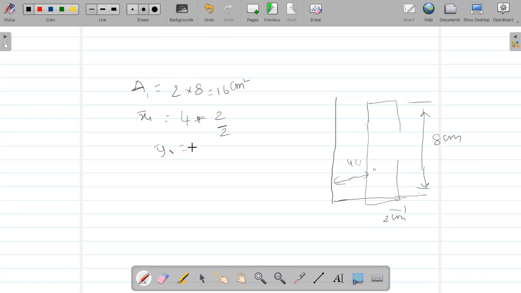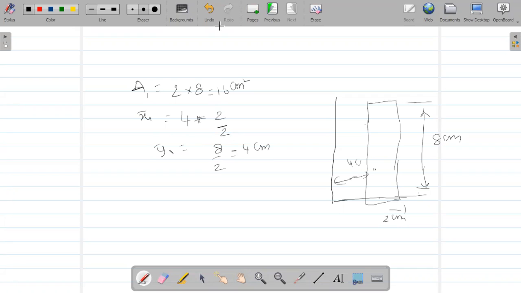Similarly, y1 bar is equal to, so this is my y-axis. We always measure from the origin. Whatever is the length of the element, half of that is nothing but 8 divided by 2, that is equal to 4 centimeter. So this is for your first section.